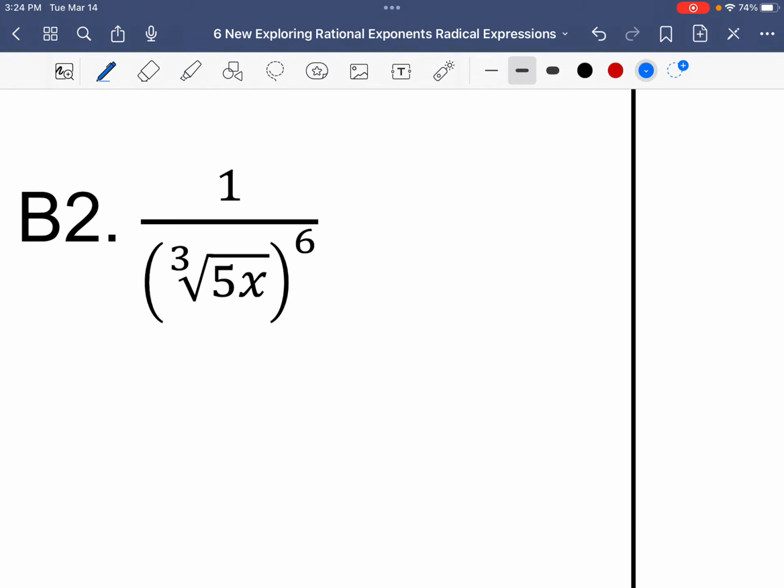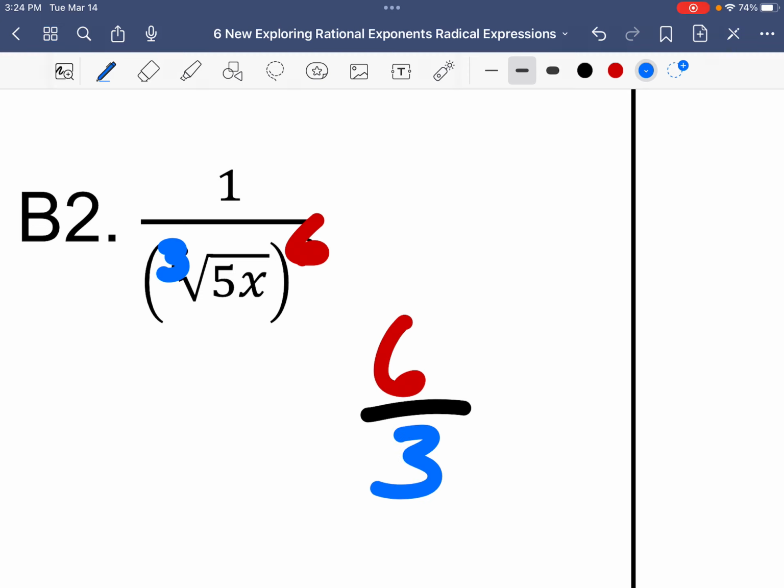Man, we have a fraction. Now listen, when you have a fraction, you have to anticipate that there's going to be a negative exponent. There's going to be a negative exponent, but it's still a flower power. What I mean is that the exponent is still going to be 6 over 3 because that's how it works. 6 is the numerator and 3 is the denominator.